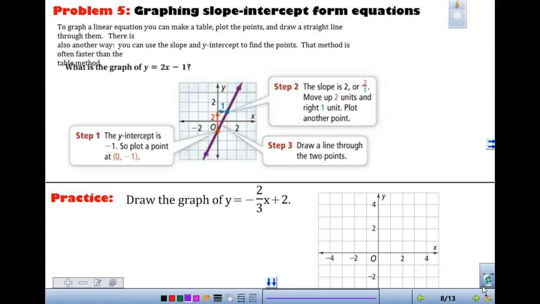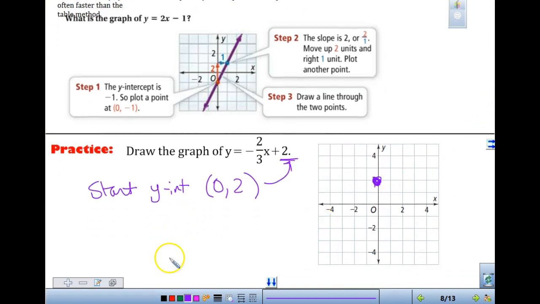So, when you graph, the start point, it says up here, is your y-intercept. My y-intercept is 2. Better, (0, 2). That's my start point. On the graph, start at (0, 2). You guys did slope-intercept last year for about a month, so I know you've done this before.